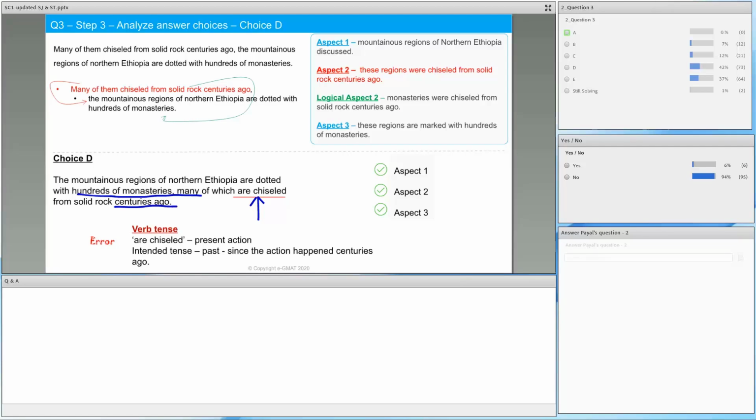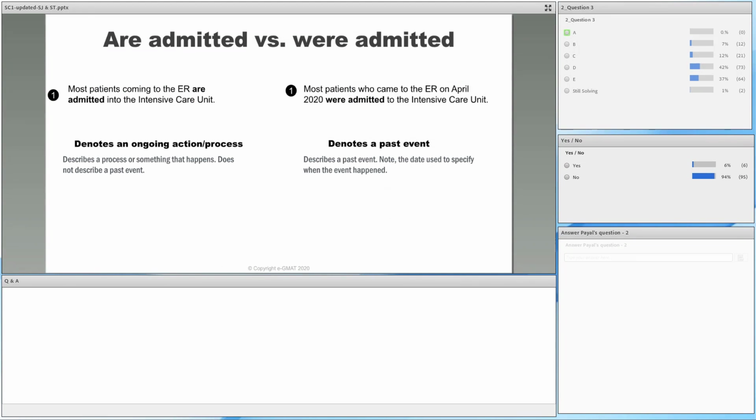So the usage of simple present tense "are chiseled" is incorrect because the action of chiseling is done and over. In the past, it was done centuries ago. So we cannot use simple present tense in this sentence. That's what makes choice D incorrect.